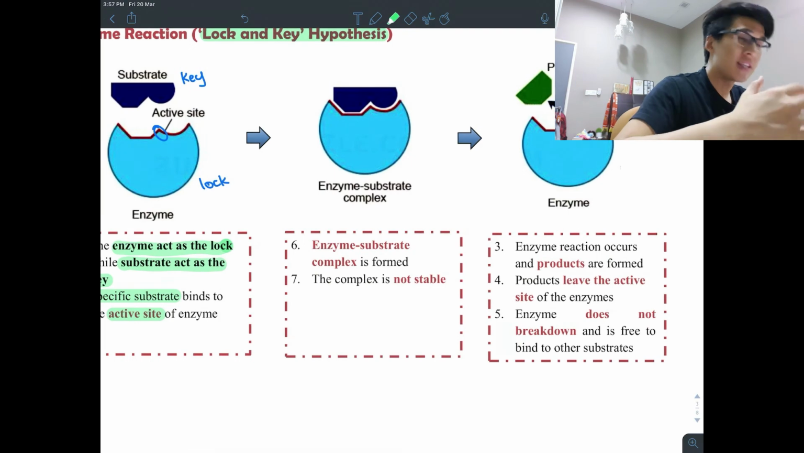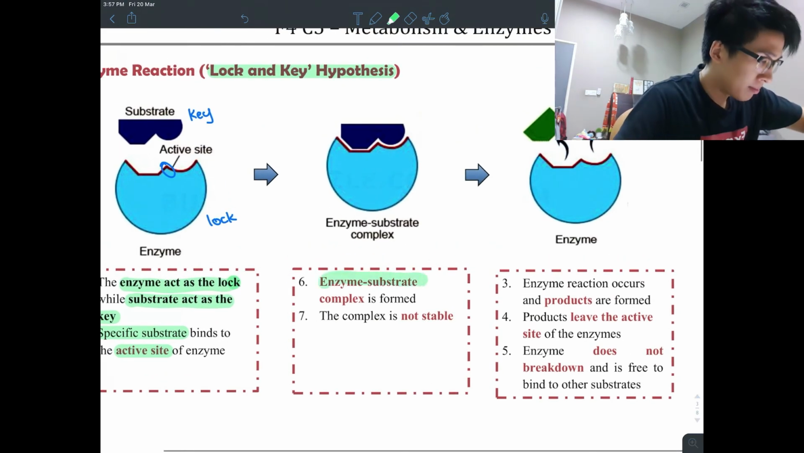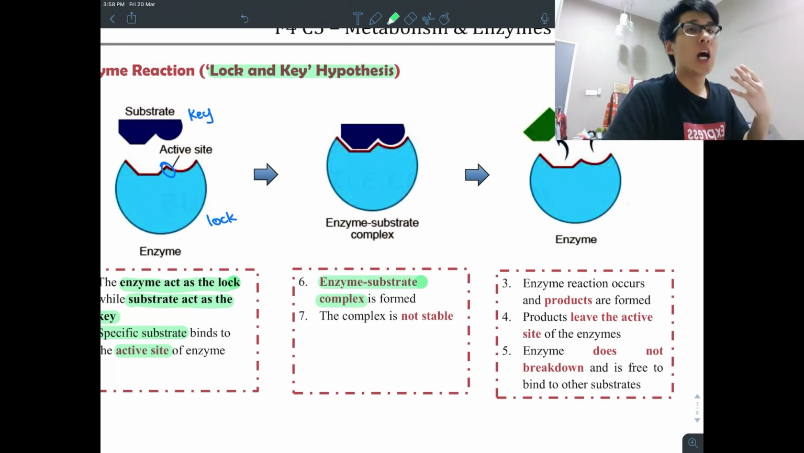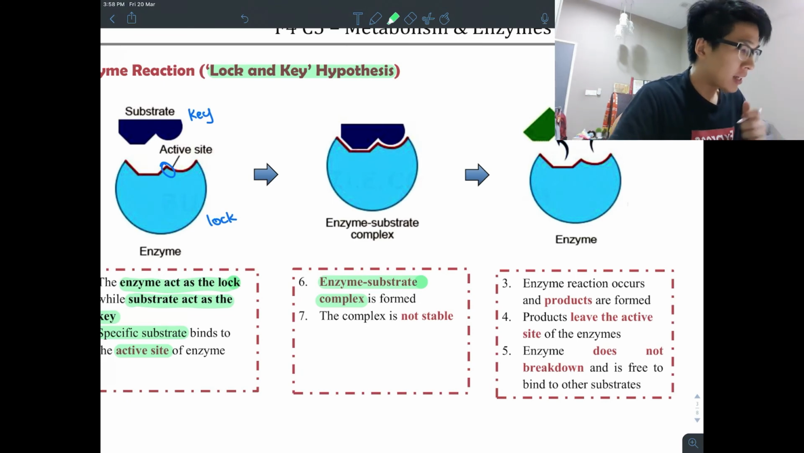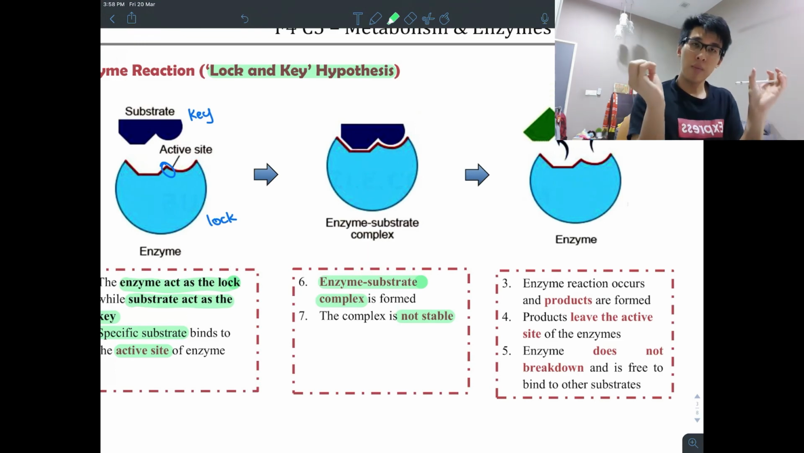Okay, so when the enzyme and substrate join together, what do they form? They form an enzyme substrate complex. So this complex, they say here, is not stable. It means it can be broken down very easily and very fast. Just like if I have a boy and girl, a couple. If the couple is not stable, means they always argue. Means in the end, they're very easy to break up.